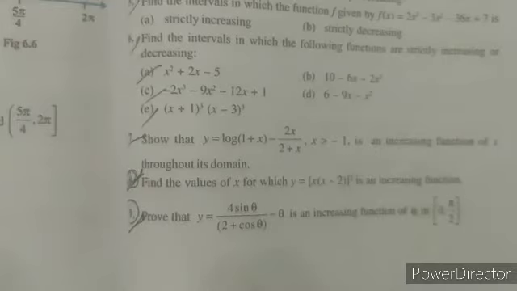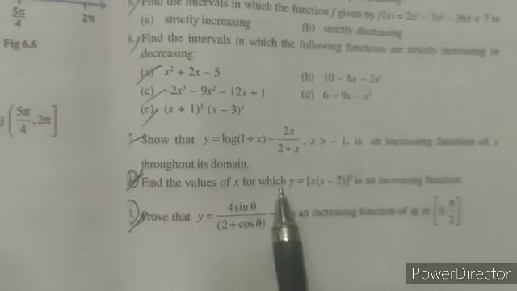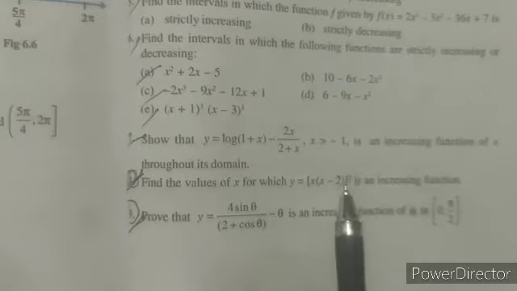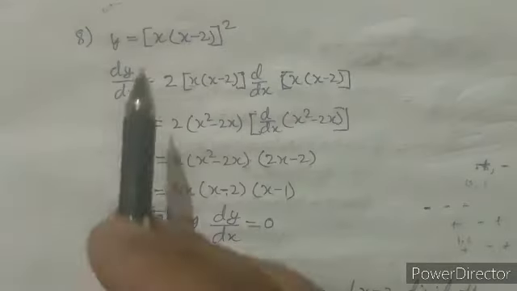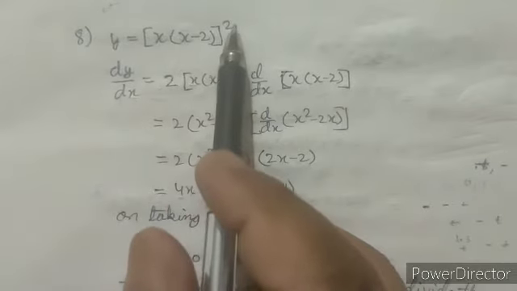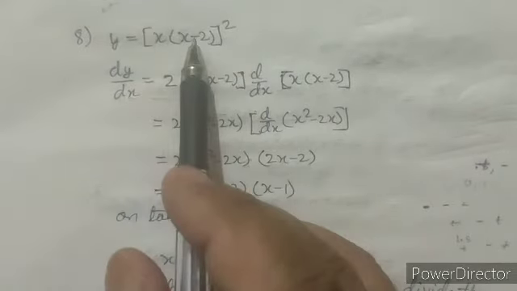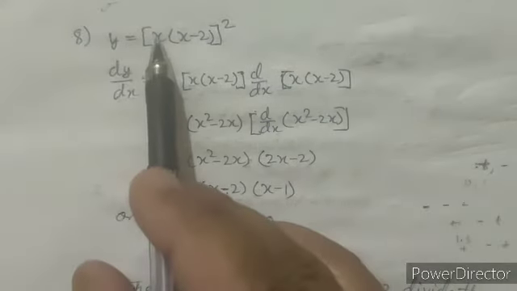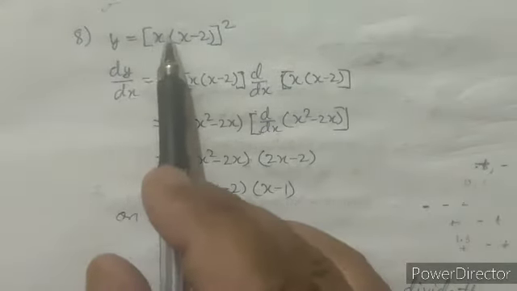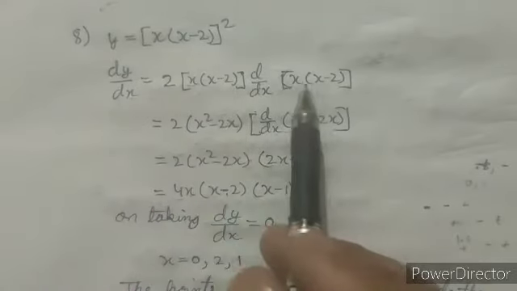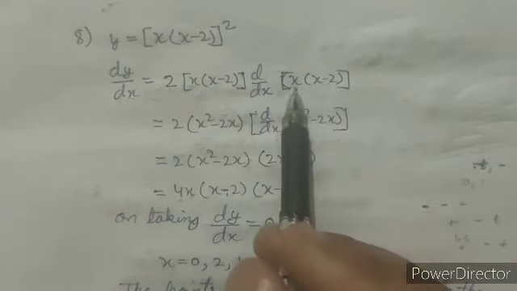Now in question number 8, find the value of x for which y equal to x into (x minus 2) whole square is an increasing function. Now the function y is equal to x into (x minus 2) whole square. On differentiating both sides with respect to x, dy by dx will be equal to 2 into (x minus 2) into d by dx of x into (x minus 2).